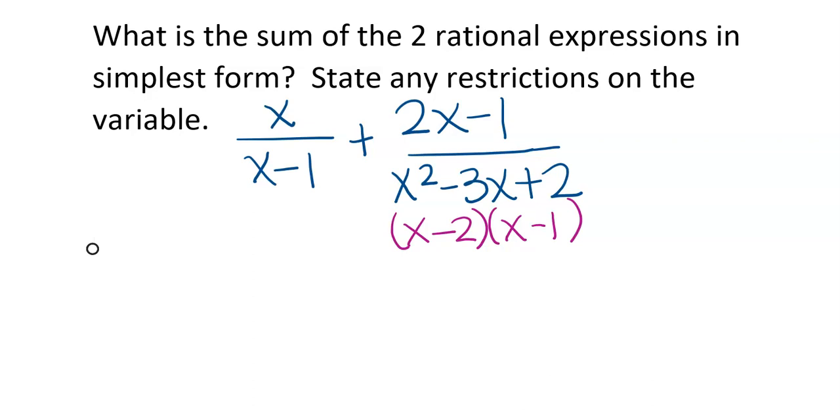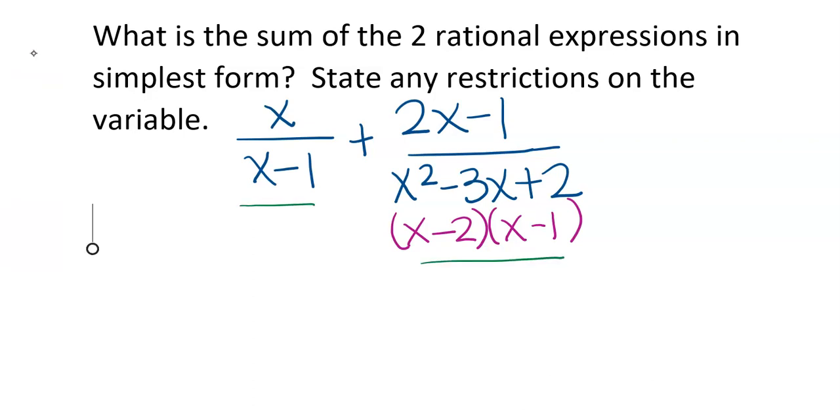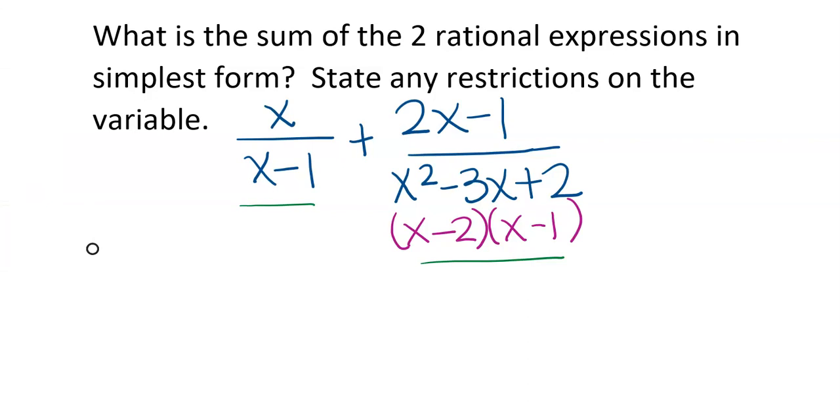Now we need to put them together. What I'm looking at is just the denominators only, so I'm looking at these things. We need to find the least common denominator here. So my least common denominator is going to look like this. I have an x minus 1 over here. I have an x minus 1 over there. I need one of those.